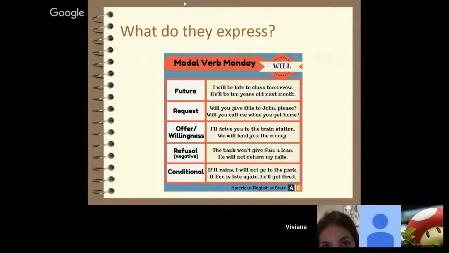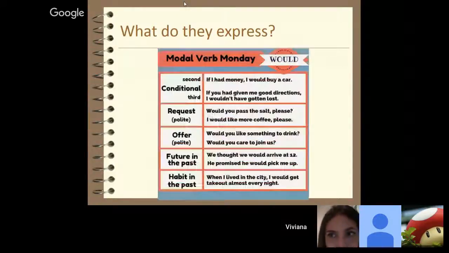So will is more common, and we use it more often in the future. We also have it for the request that our classmates told us, but most of the time we use it in the future. But we also have the request, the refusal, and the conditional.